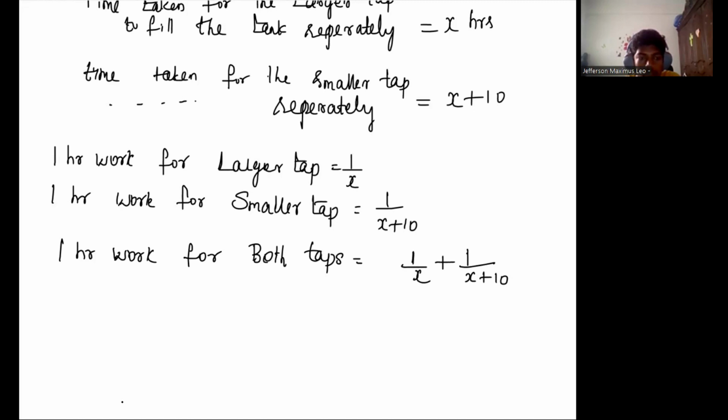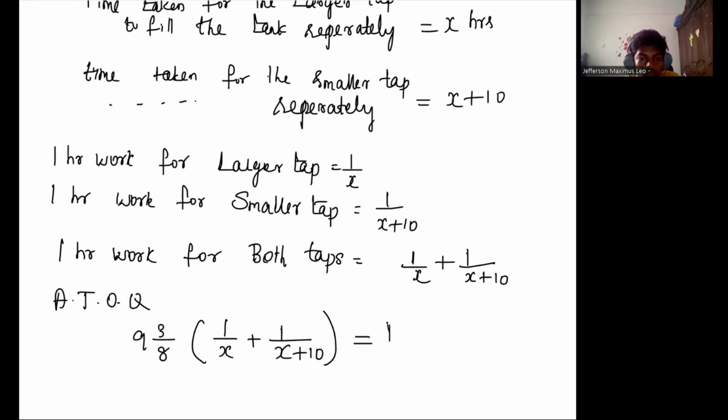Correct? Yes, ma'am. So according to our question, the whole work is always taken as a unity, the full work. The sum is related to fractions, you know. A fraction is a part of a whole, correct? Yes, ma'am. So the whole work is always assigned as unity 1. 9 3/8 hours into 1 hour work for both taps is equal to the whole work.